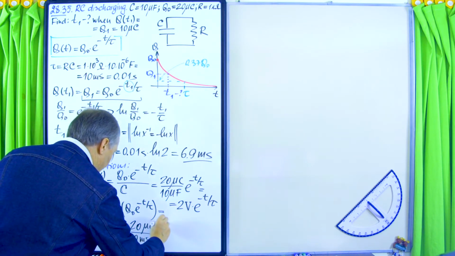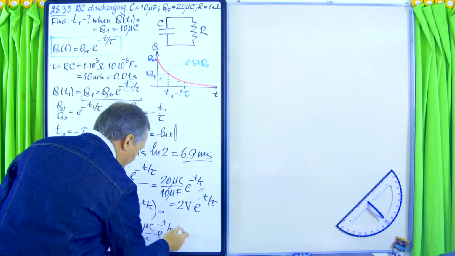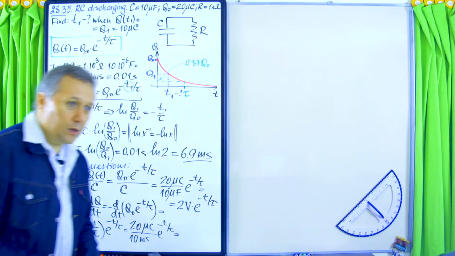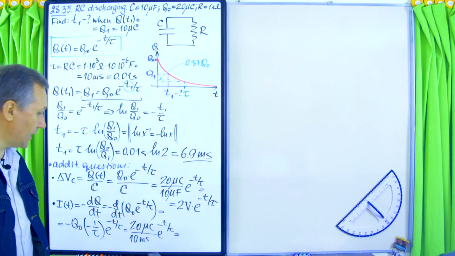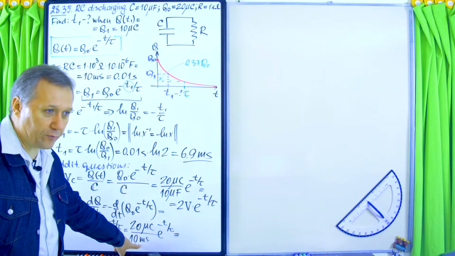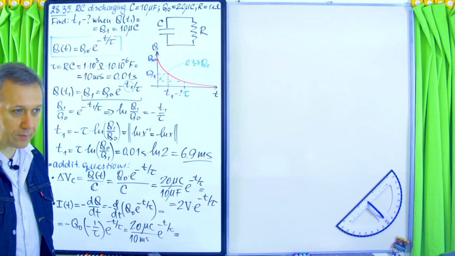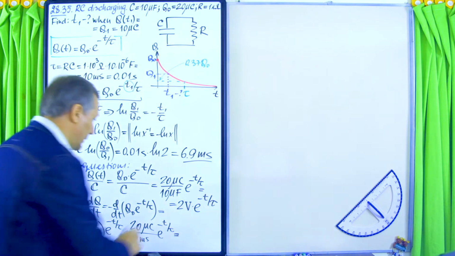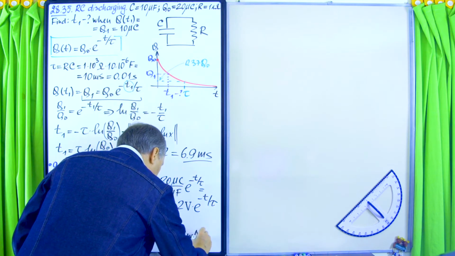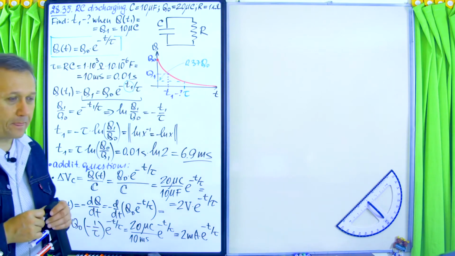And e to the power of minus t over tau. Okay, let me write it lower. So it will be 2 milliamps. Here 10 to the power of minus 6 micro, here 10 to the power of minus 3 milli. So of course, as a result of the ratio, you will get milliamps, and 2 milliamps times e to the power of minus t over tau. Right. So that's how current changes.